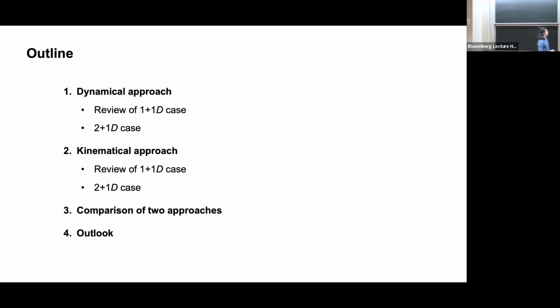Okay, so let me briefly outline the remainder of the talk. For both of these approaches, I will review how it works in 1+1d, and then describe how each method can be generalized to the 2+1d case. And then I will compare the 2 approaches. If we have 2 methods of calculating the same thing, they better give the same answer. We'll see that they do indeed give the same answer. Okay, any questions at this point? Okay, good.